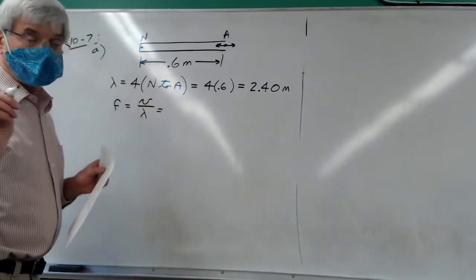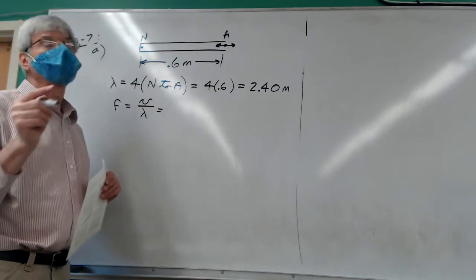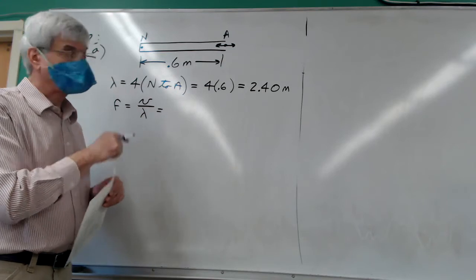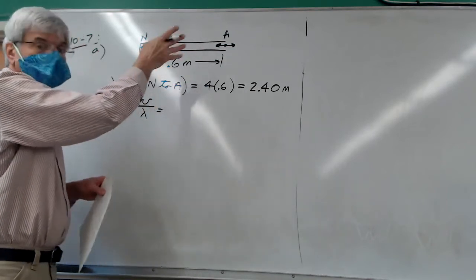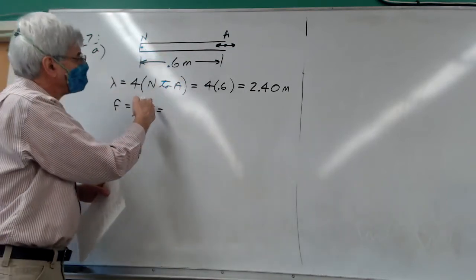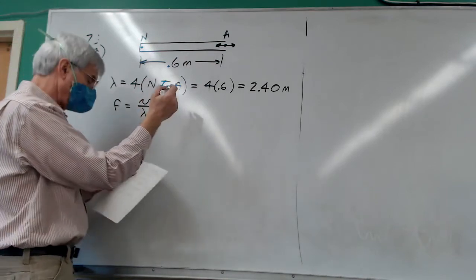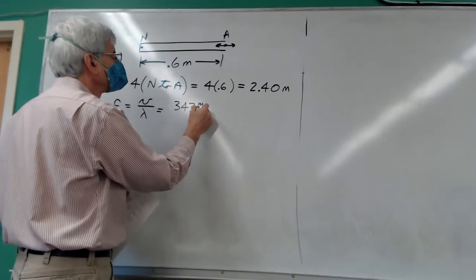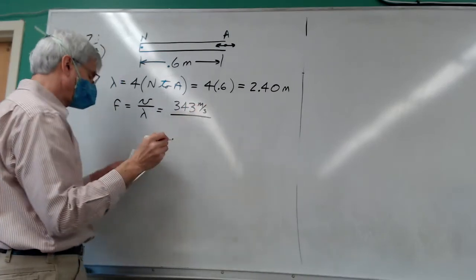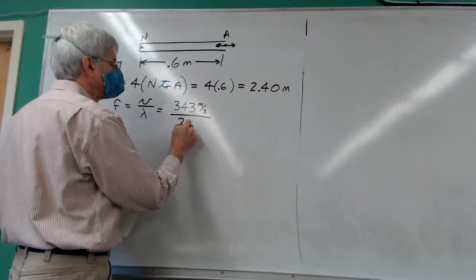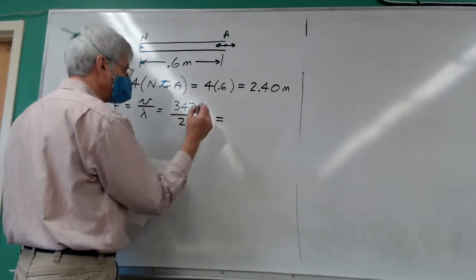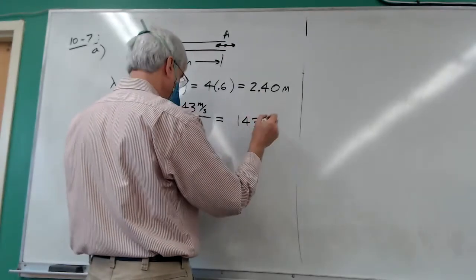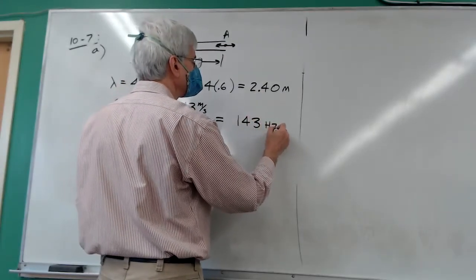Now, unlike a stringed instrument, this time we're talking about a standing sound wave, okay? You've got sound waves echoing around inside that tube. So this time, V is the speed of sound. Assuming it's room temperature, 343 meters per second, divided by that 2.4 that I just came up with, 143 cycles per second.